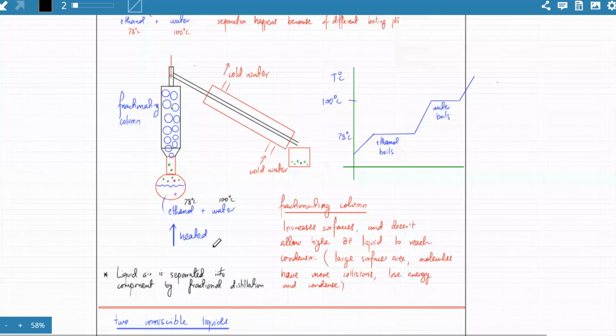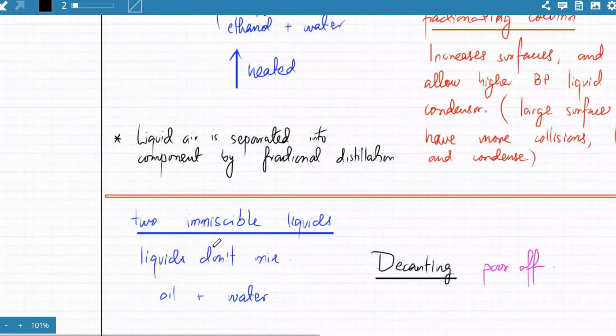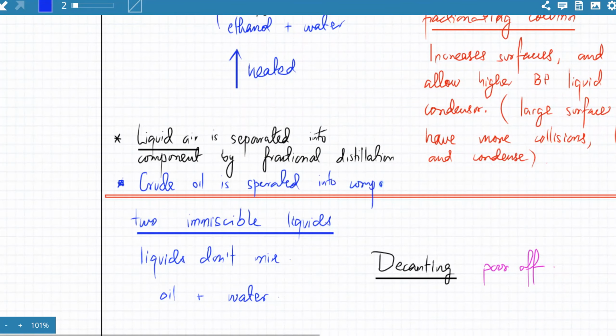So remember, fractional distillation has two major applications. One is liquid air, that you can separate the air into its components, oxygen and nitrogen, and the other is that oil can be separated as well. So we're going to add that: crude oil is also separated into components using the same technique. Not going into a lot of detail yet.